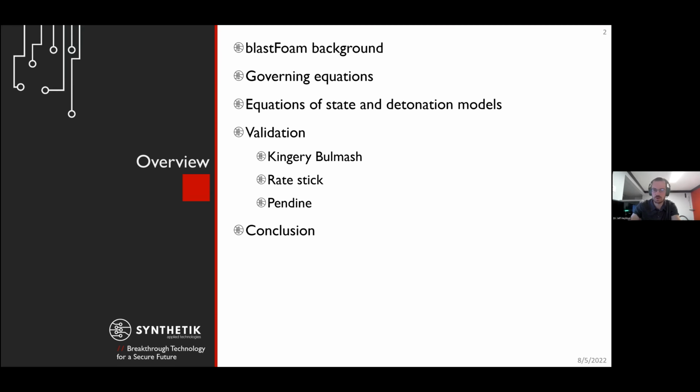Starting with the Kingery-Bulmash, which is a simplified equation set for quickly predicting blast loads. Next, we'll move on to rate sticks, where we'll be looking at some of the more complex activation models. And then finally, we have the Pendyne case, or what we refer to as the Pendyne case, which is shockwave interactions with obstacles.